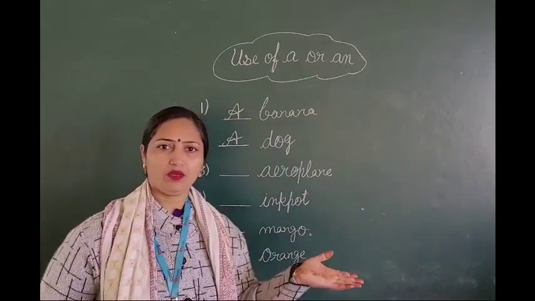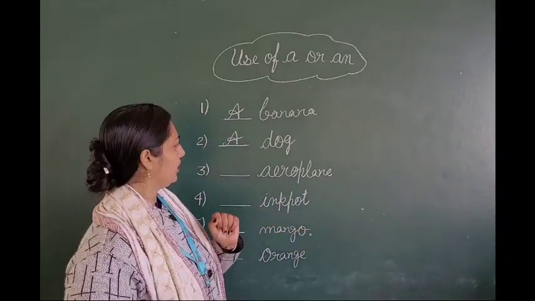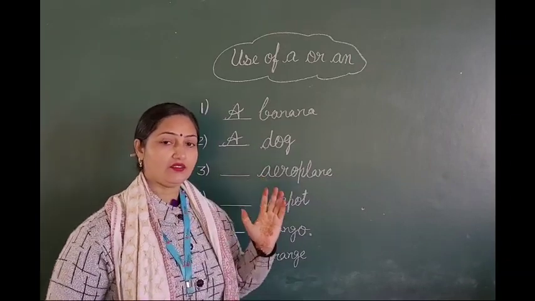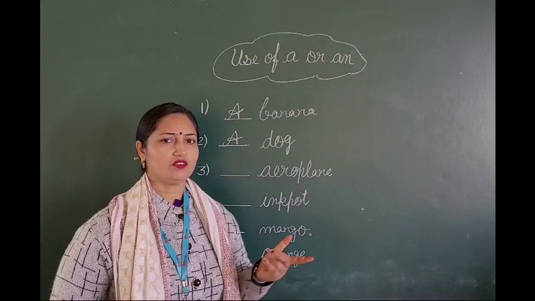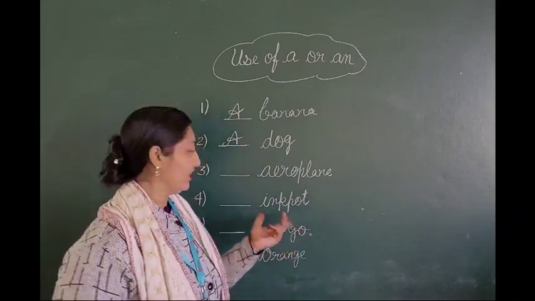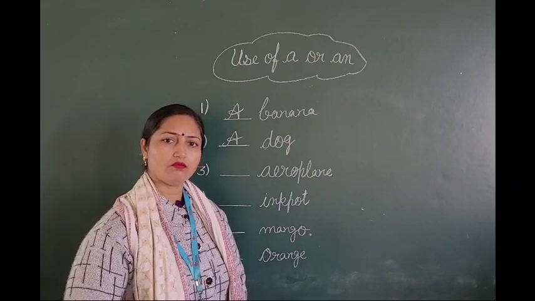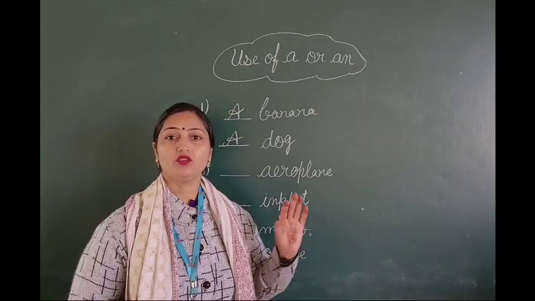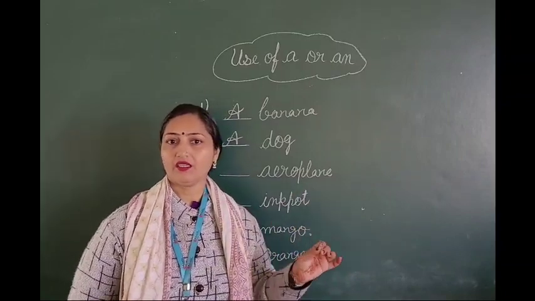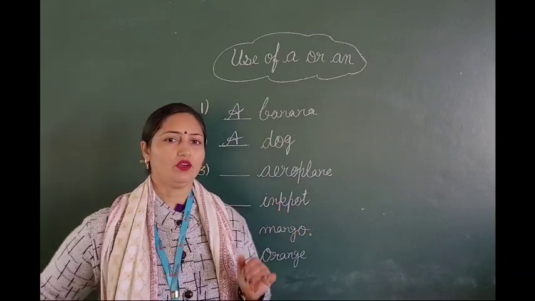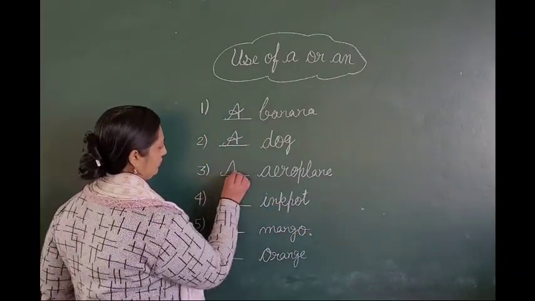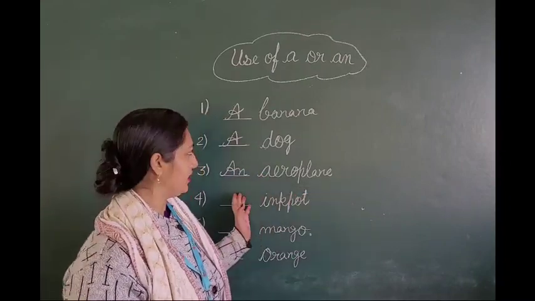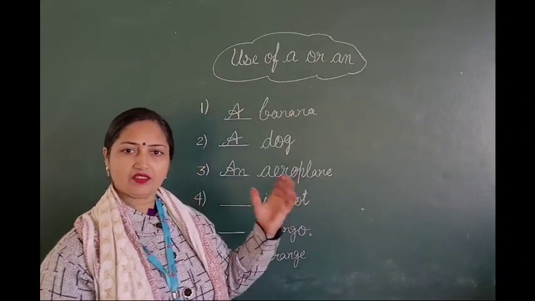And next one is A-E-R-O-P-L-A-N-E, aeroplane. In aeroplane, A: is A a vowel or a consonant? Tell me fast. Yes, A is a vowel, so we use AN before a vowel. An aeroplane.